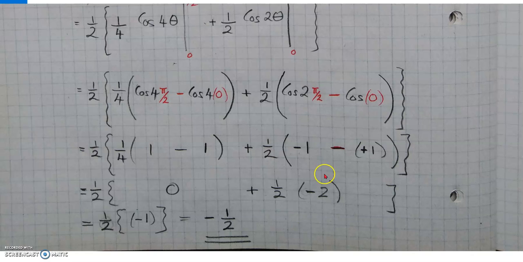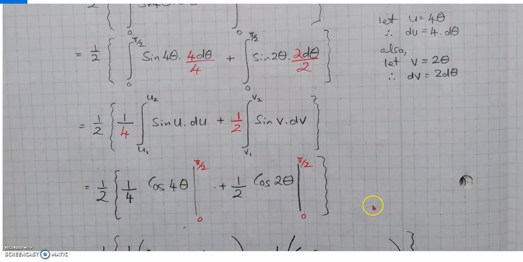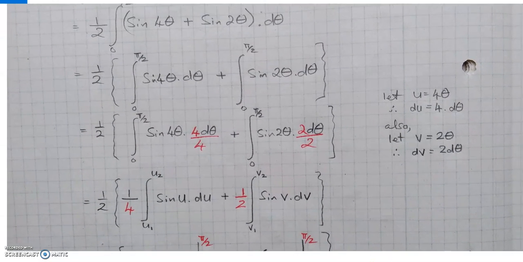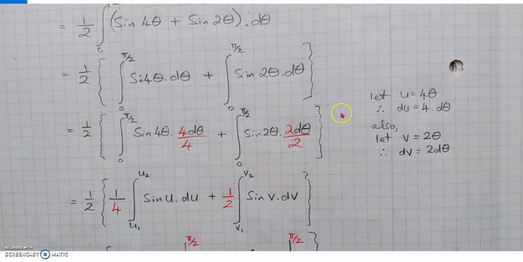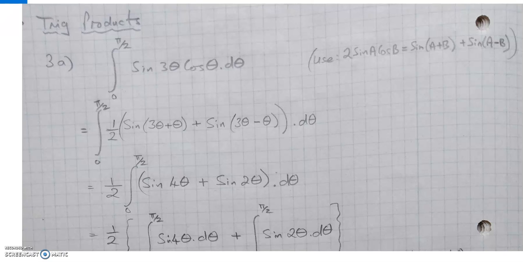But that is the way you would do a question like this. It is pretty tricky. You've got to keep a sharp eye out for sign changes, which I think I've done properly, and my answer comes out minus a half.